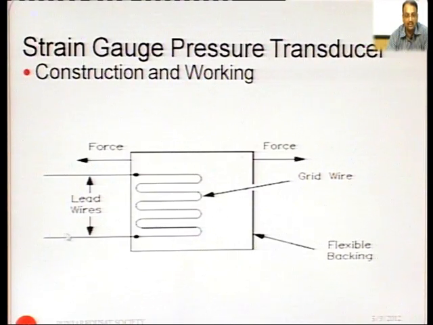This is again the diagram. These are the lead wires, force applied. So, this is the flexible backing. This backing is movable. So, when we apply a force, there is a change in length and area of the wire.